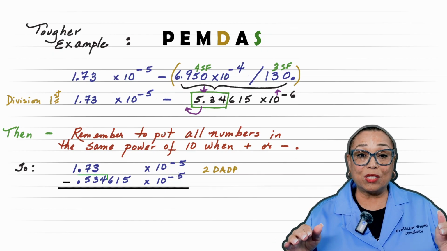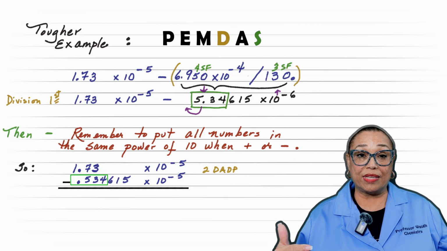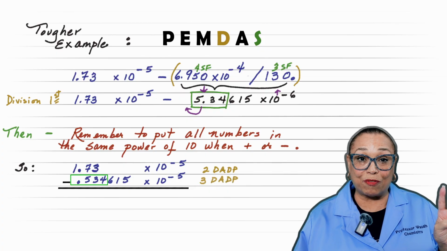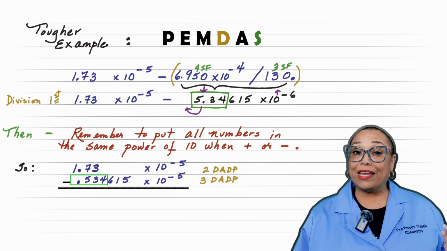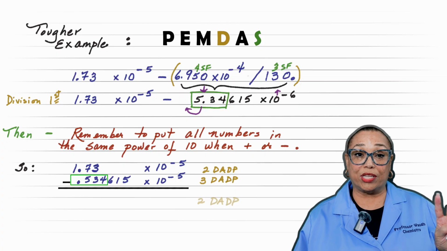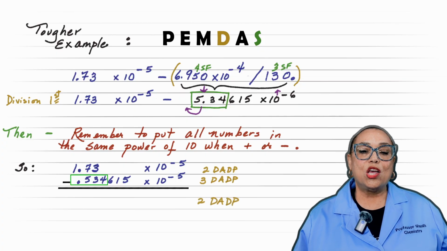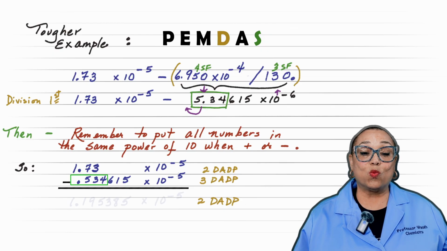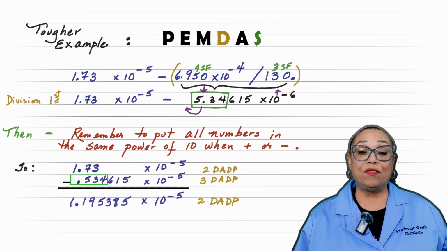Then when I box what is significant from the previous operation, I now say I have 3 digits after the decimal point. But I can only report 2 digits after the decimal point. So my resulting answer in the box is 1.195385 times 10 to the minus 5.